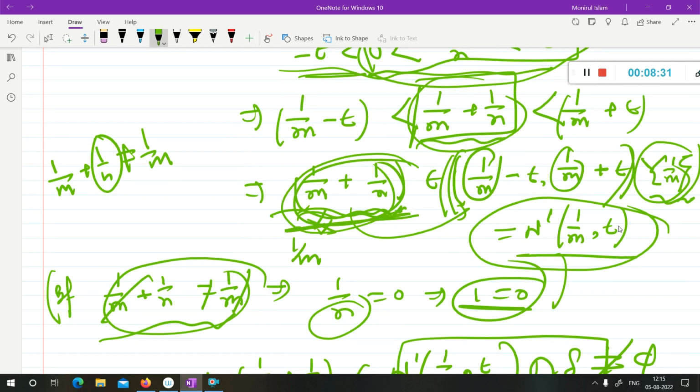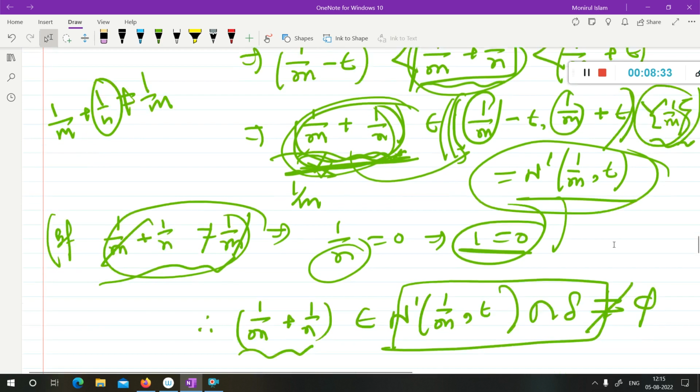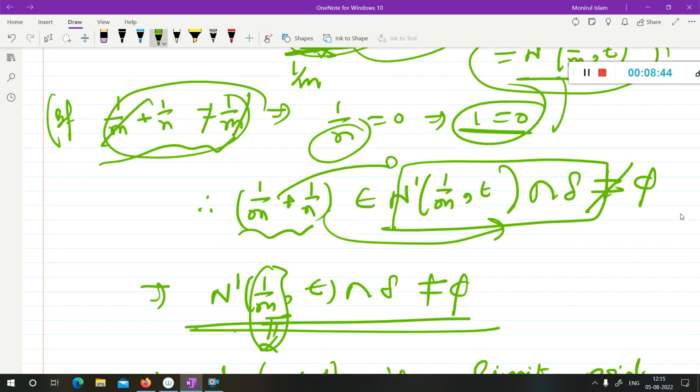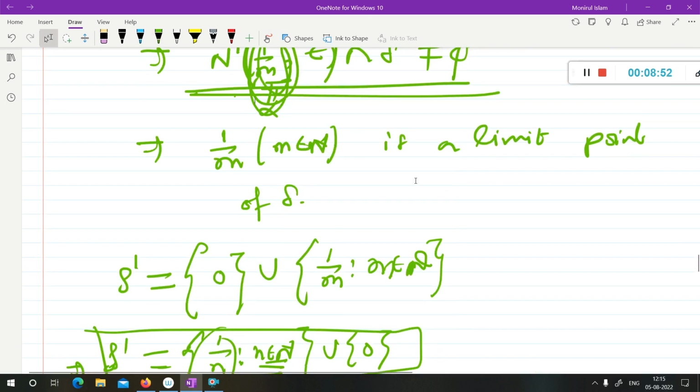But this is also a member of the set. So this member is a member of the deleted neighborhood and also a member of the set, so the intersection will be non-empty. So N dash of 1 by m, epsilon intersected with the set is non-empty. You can say alpha is a limit point if N dash of alpha, epsilon intersected with the set is non-empty. So 1 by m, where m is a natural number, is a limit point.